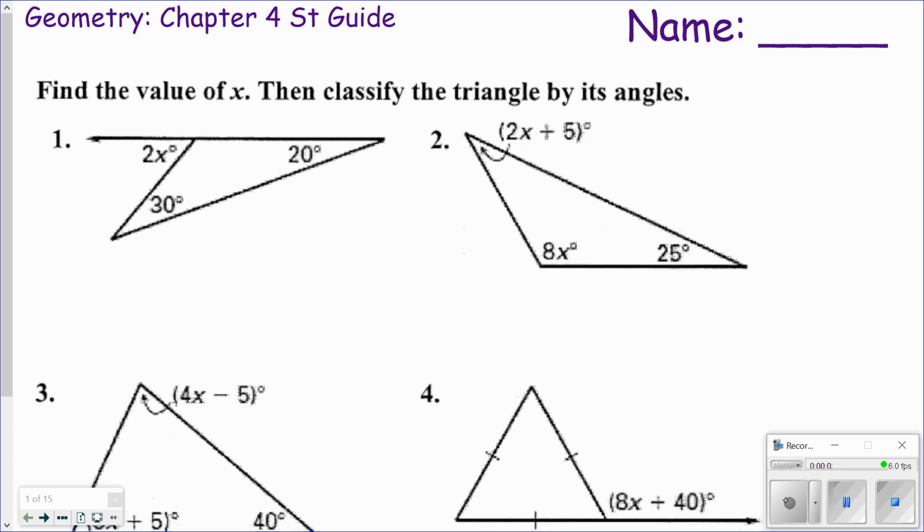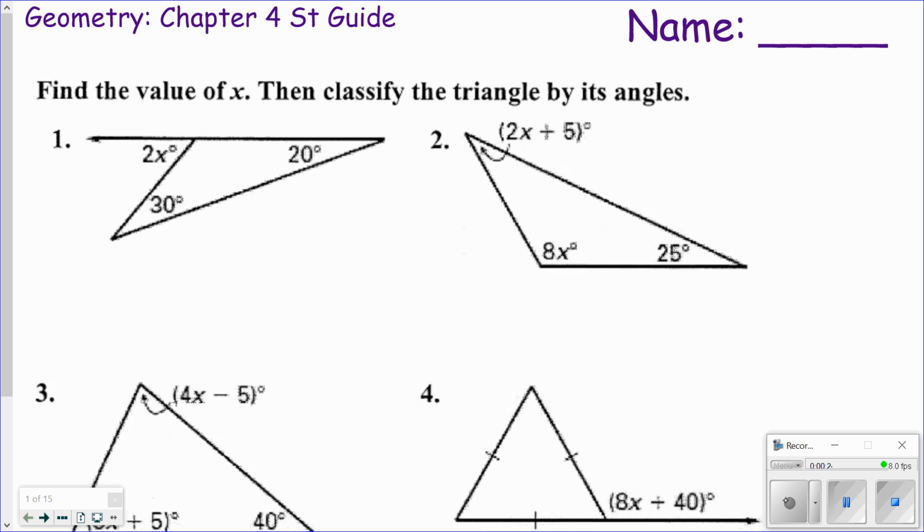Hi everyone, today we are going to start part 1 of the Chapter 4 study guide for our Chapter 4 test. This is part 1, which means I'm going to split this study guide into 2 parts, so please watch this part first and then go to video number 2 to fill out the rest of your study guide.